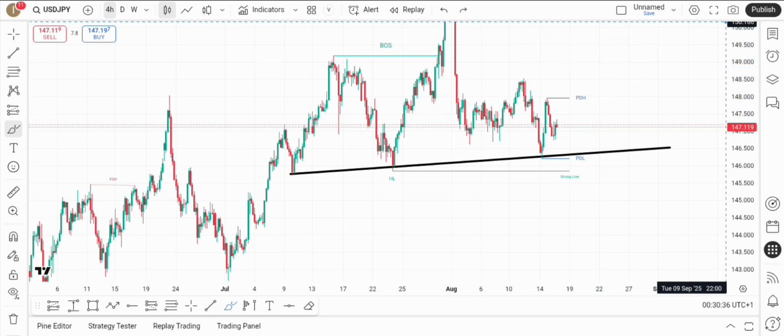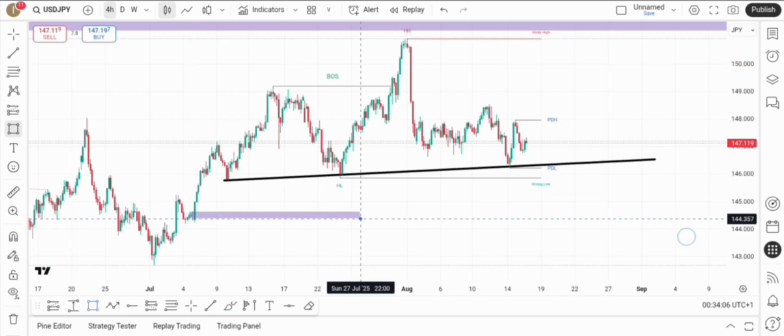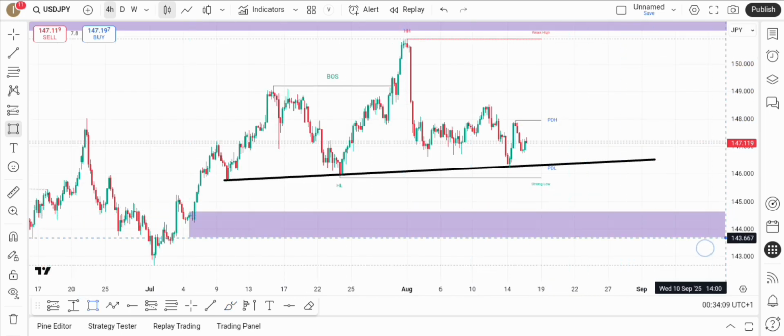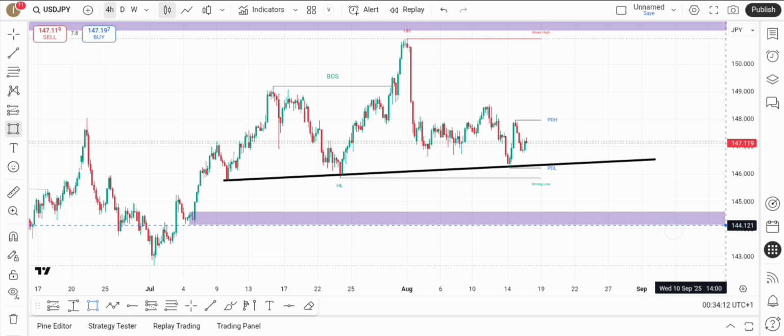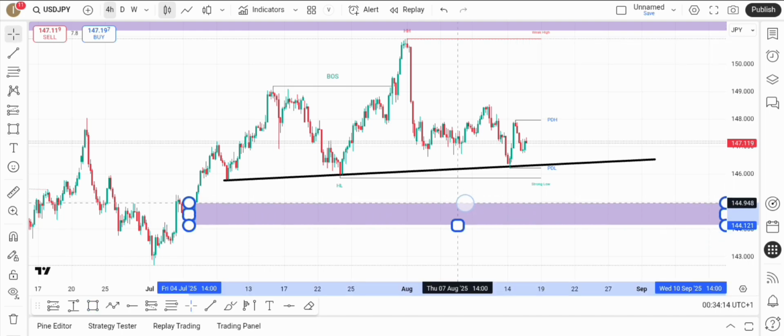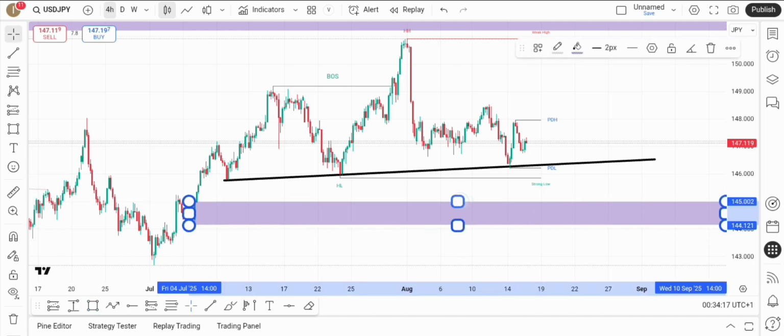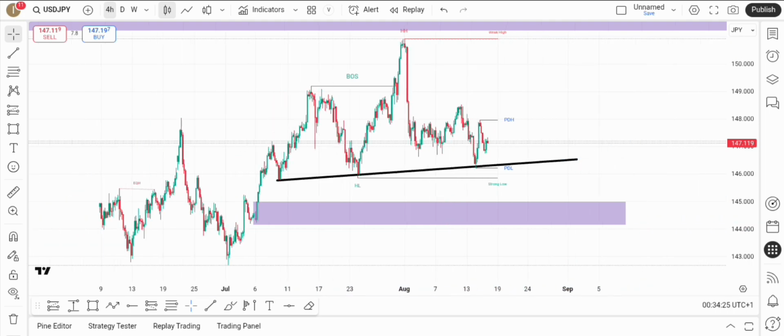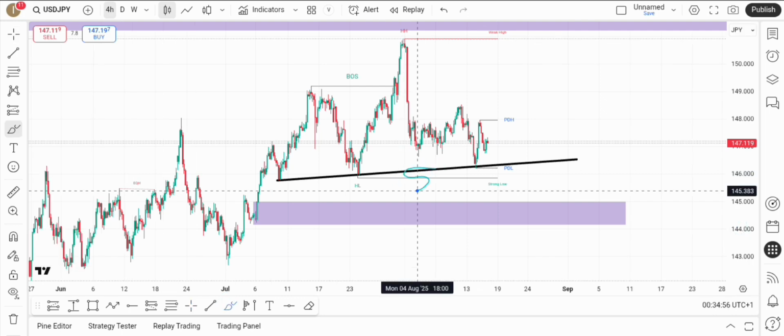So we have this one right here. We are expecting the market to come to this zone right here. Let's make the zone larger, covering the fair value gap. So we're expecting the market to come to this zone, then give us a very nice reaction from that zone, or a continuation. We're expecting the market to come sweep this liquidity right here.